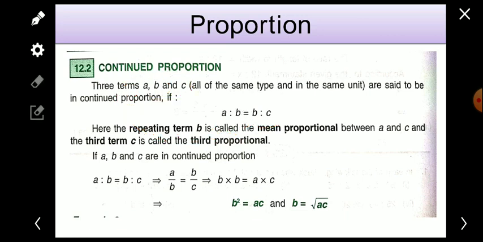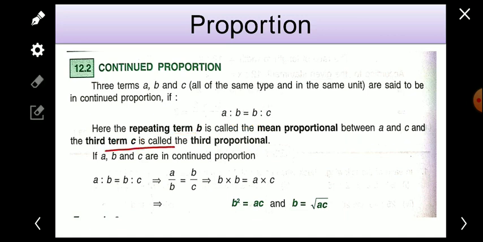I hope you understood what continued proportion is. If three quantities are there, then the ratio of the first and second, and the ratio of the second and third should be equal. Then they are said to be in continued proportion. Here the repeating term is B. The second term is being repeated in both, so it is the repeating term, and it is known as the mean proportional. The repeating term is known as the mean proportional, which is in between A and C.